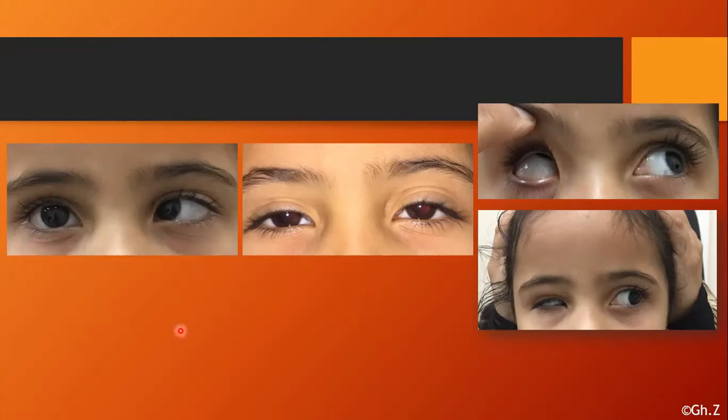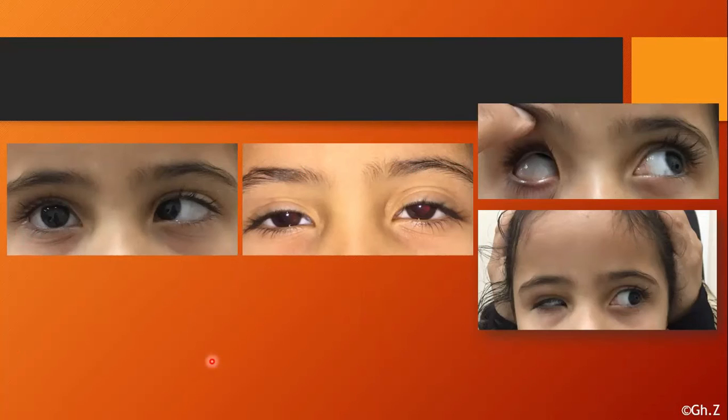Some cases are bilateral. We can say this is not the most common presentation; the most common is unilateral. So be careful of saying bilateral Duane. In the new Kanski, he said the majority of cases are bilateral. I checked the Google references.